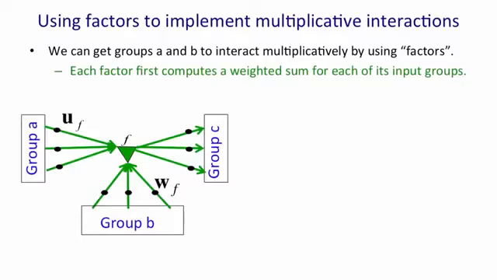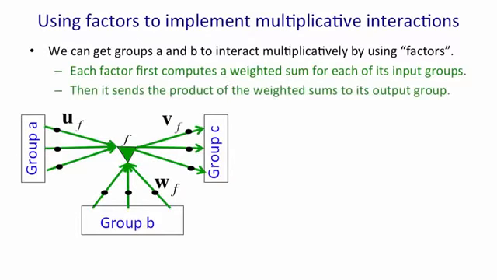Similarly, we take the vector state of Group B and we multiply it by the weight vector W, and we get another number at the bottom vertex of the triangle. We now multiply those two numbers together, and that gives us a scalar, and we use that scalar to scale the outgoing weights V in order to provide input for Group C. So the input to Group C is just the product of the two numbers that come into the two vertices of the triangle times the outgoing weight vector V.